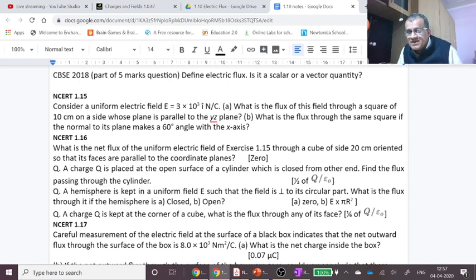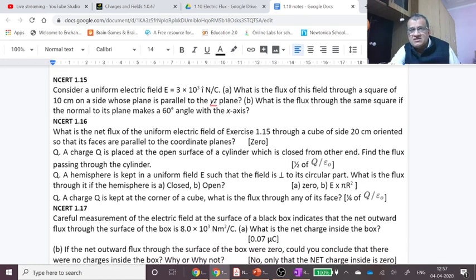Easy one. Just a word of precaution: the 10 centimeter must be converted into meter. If this plane is parallel to the x-axis, the flux passing through it would be zero, because all the electric lines would be passing along the plane and not into the plane. Let's move on to the next question.